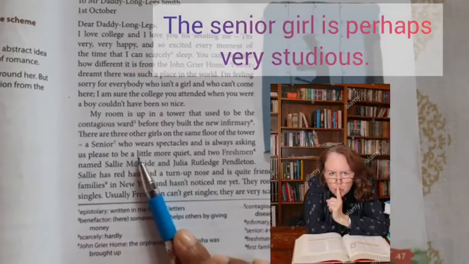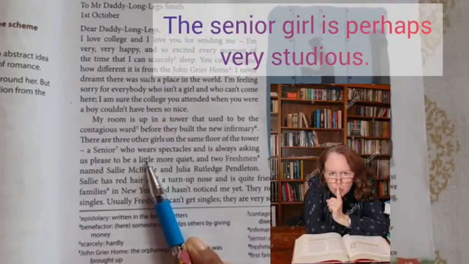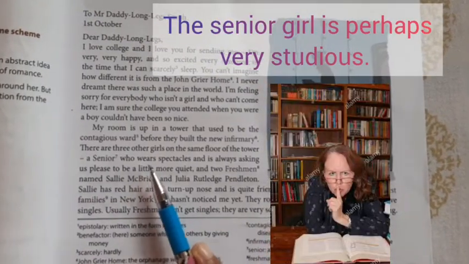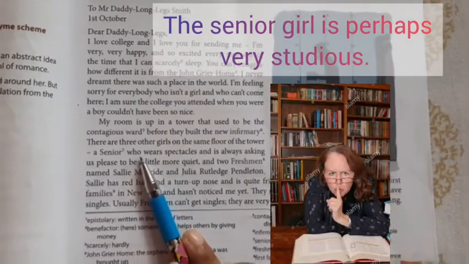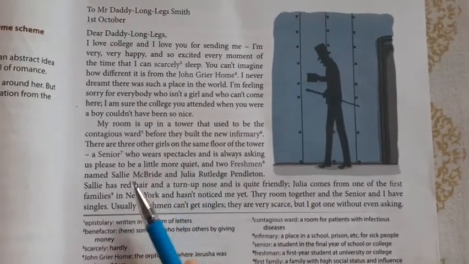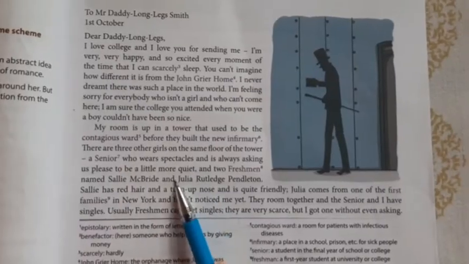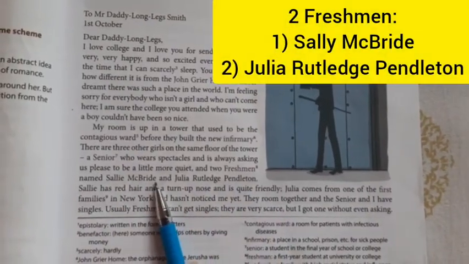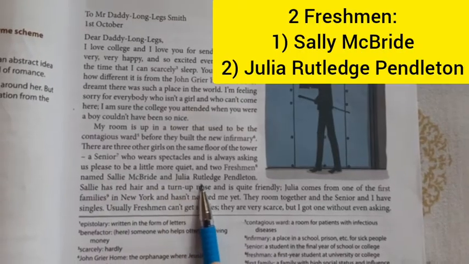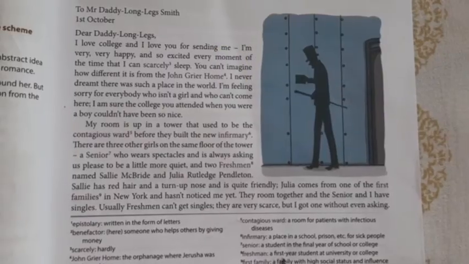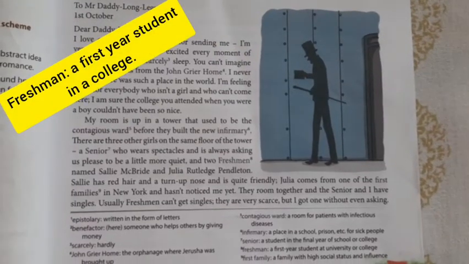So that senior is very studious and likes to spend most of her time reading, and so whenever she comes across Jerusa, she always asks her, please be a little quiet, please be a little quiet. And two freshmen named Sally McBride and Julia Rutledge Pendleton. So freshman means a first-year student at university or college.